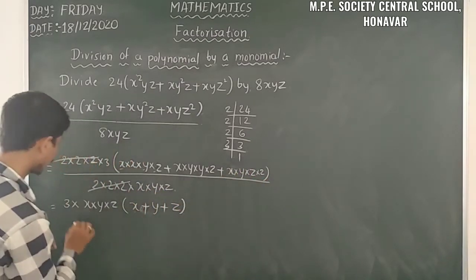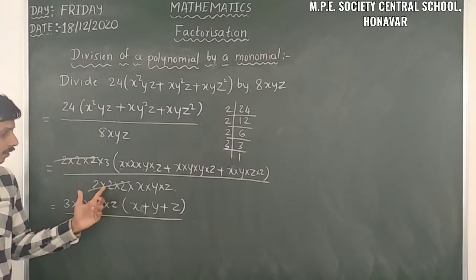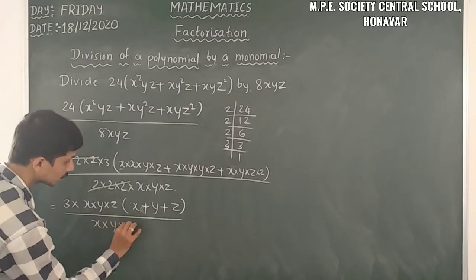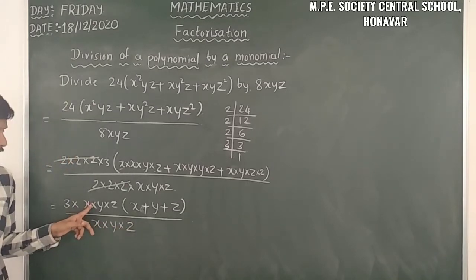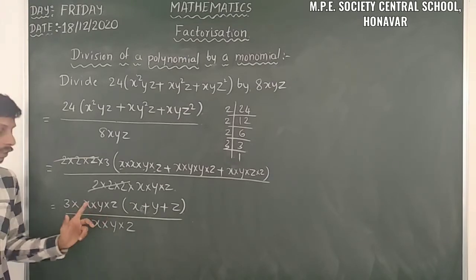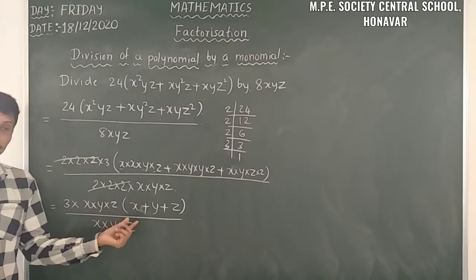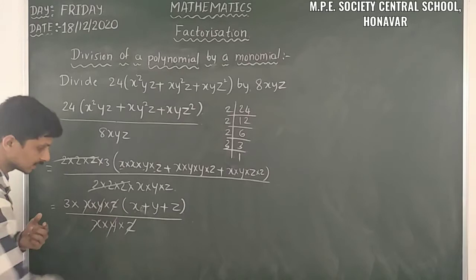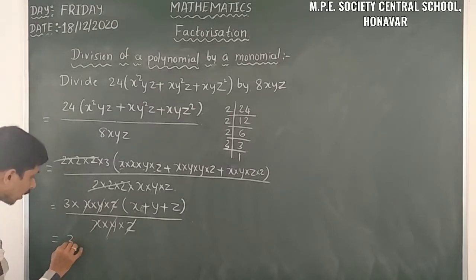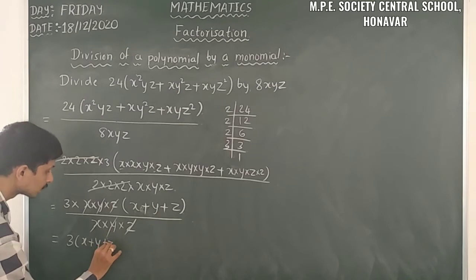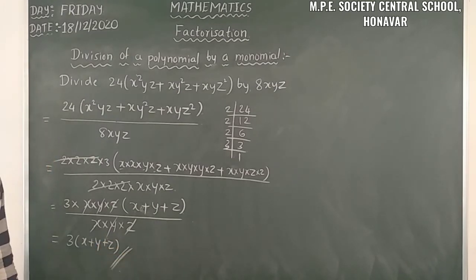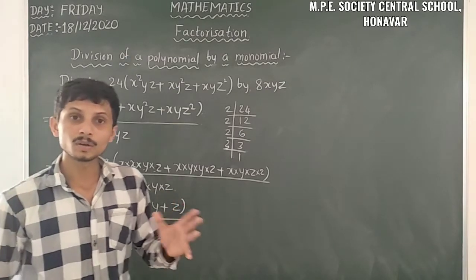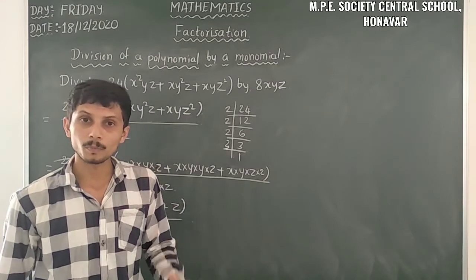Then look, what's the denominator? Here these three get cancelled, and here only x, y, z remains: x into y into z. Here we can cancel, here we can cancel. Here just observe x into y into z and x into y into z. We can't cancel this x plus y plus z. So we can cancel this x, this y, and this z. Then here we have 3 into x plus y plus z. So this is the answer. This is one method we can use here. Already we learned it in the last case, division of a monomial by a monomial.